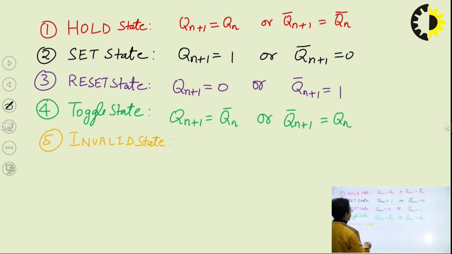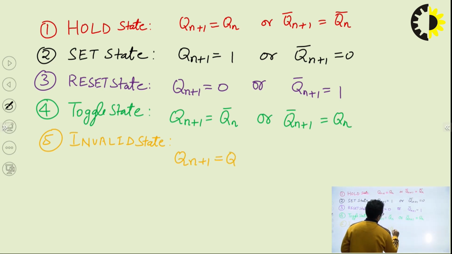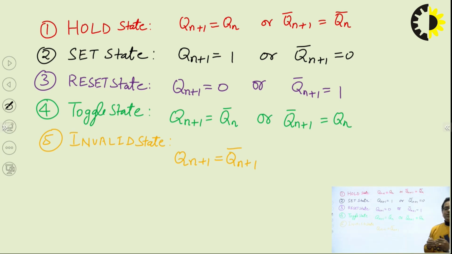In the invalid state, the condition is Qn plus 1 equals the Qn plus 1 complement. Then we will say that a latch is in the invalid state. Why are we saying that the latch is in the invalid state? By just visualizing the output Qn plus 1, which is equal to the Qn plus 1 complement, it is something like we are saying that 1 equals 0. Is it possible that 1 is equal to 0?